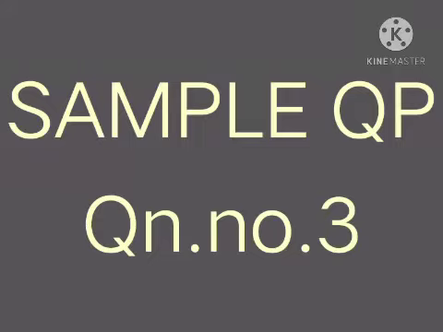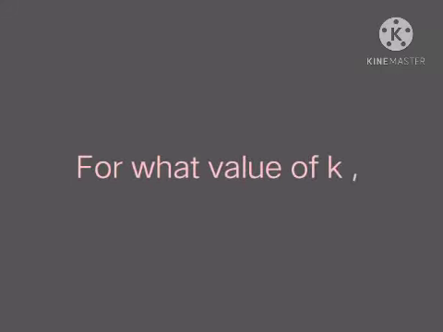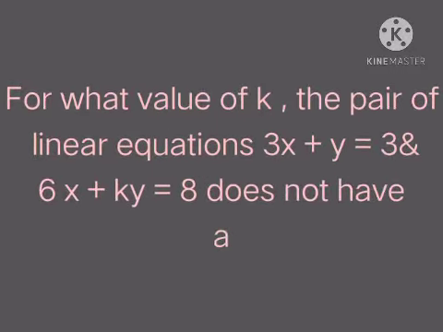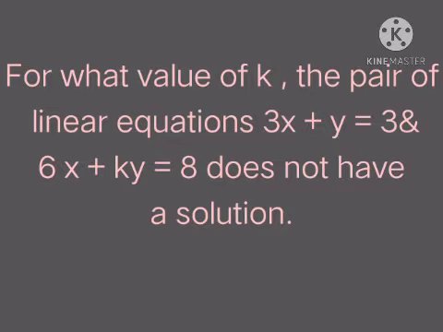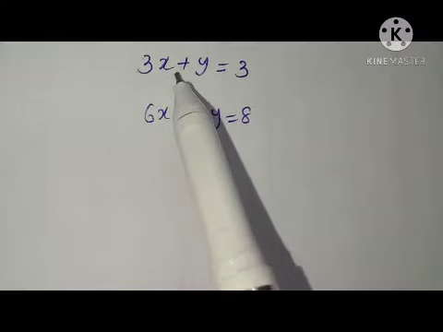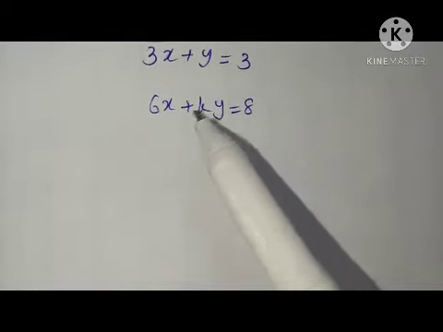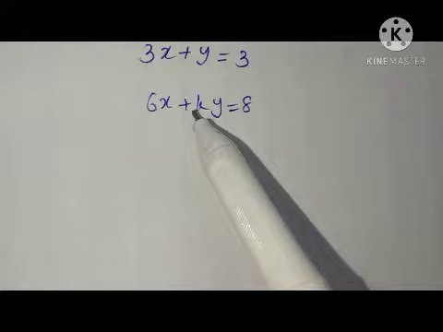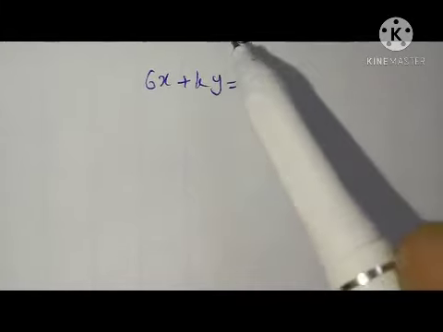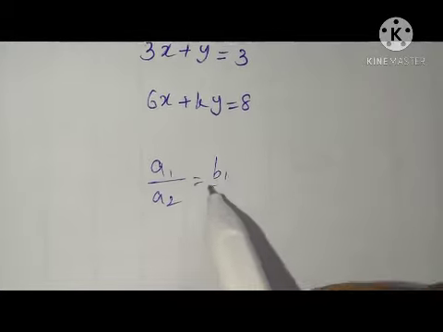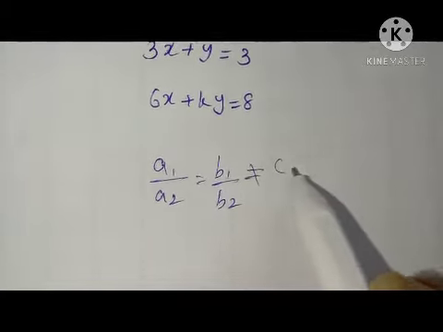Question number 3. For what value of k does the pair of linear equations 3x plus y equals 3 and 6x plus ky equals 8 not have a solution? This is a pair of linear equations in two variables. Here the condition is that they have no solution. If there is no solution, then what is the condition? A1 by A2 equals B1 by B2 not equal to C1 by C2.